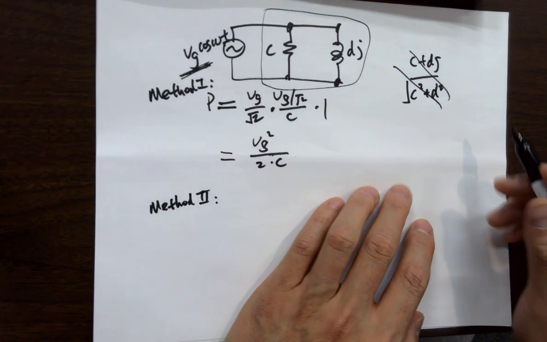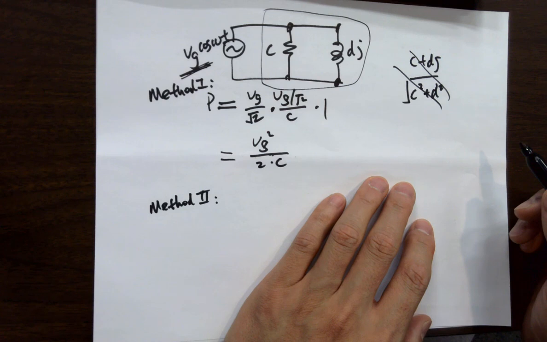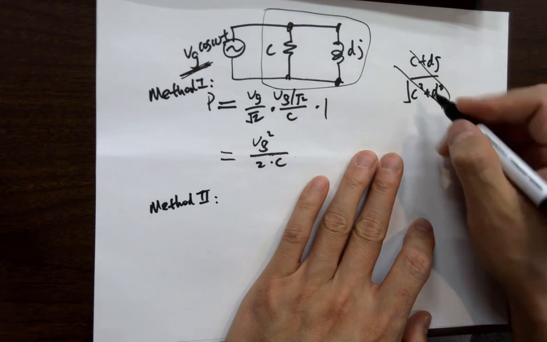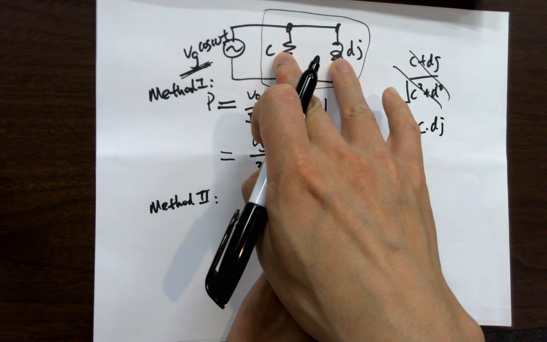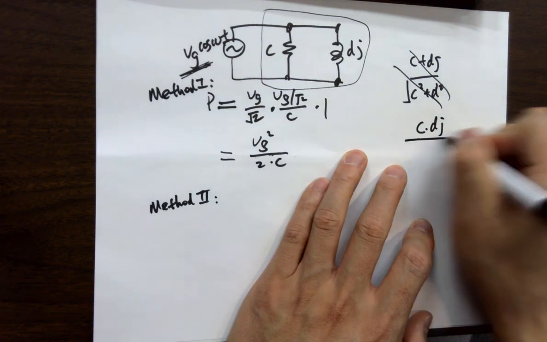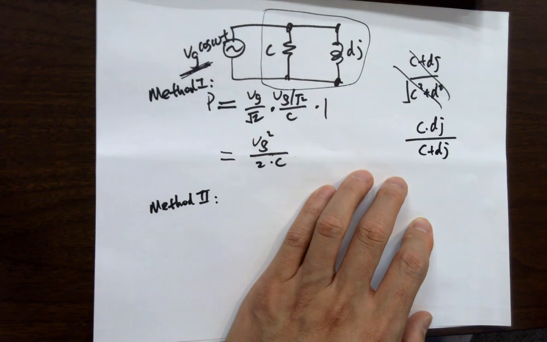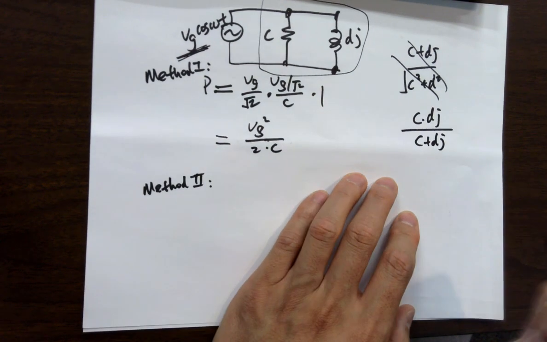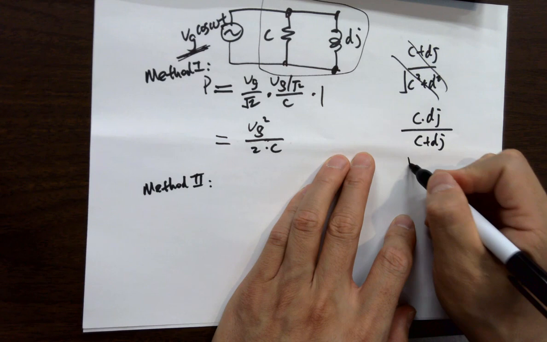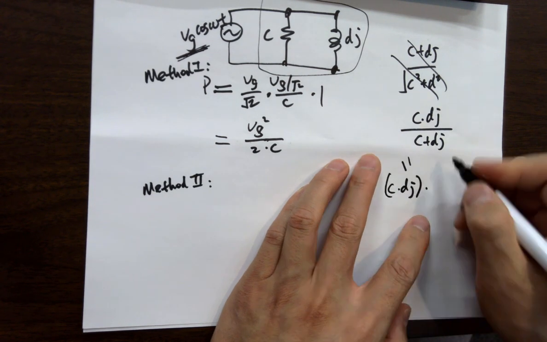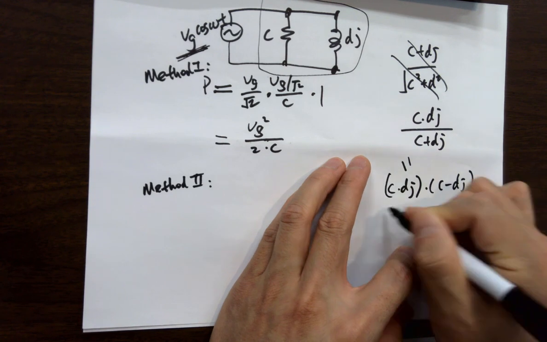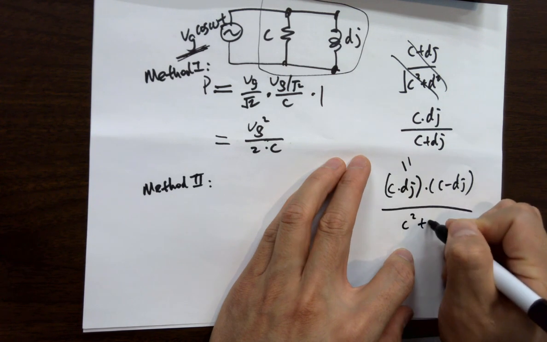That's why I'm introducing this model here. What is it? You have to do this. C parallel with DJ, like parallel resistors. Use impedance as a resistor and do a parallel resistance, product over sum, C times DJ over C plus DJ. Okay? Convert it to real and imaginary part. How do you do that? C times DJ times what? C minus DJ, and you are getting C squared plus D squared at the bottom.